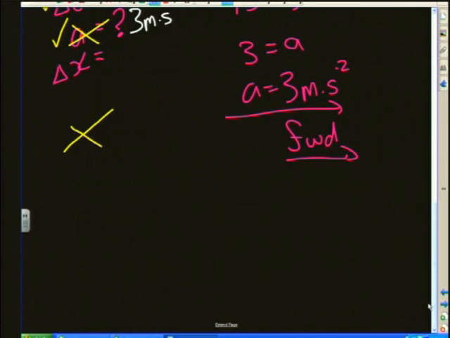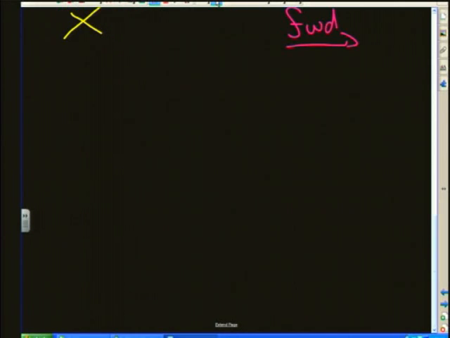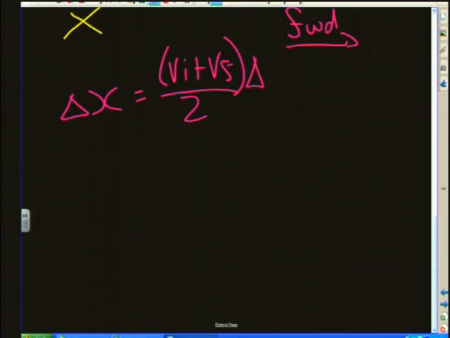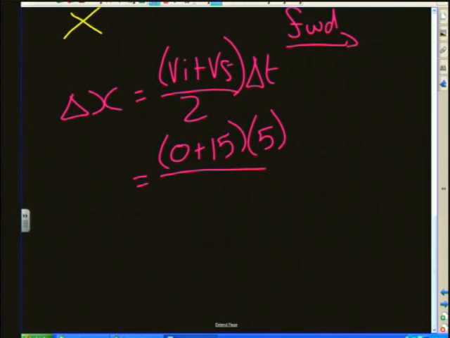I'm going to have to do this quite quickly because we're running out of time. Delta x is equal to vi plus vf over 2 times delta t. You'll notice that there's no acceleration anywhere inside here. So let's do this quickly. I know that v initial is 0 plus vf is positive 15. My time period is 5. And then I divide that all by 2.